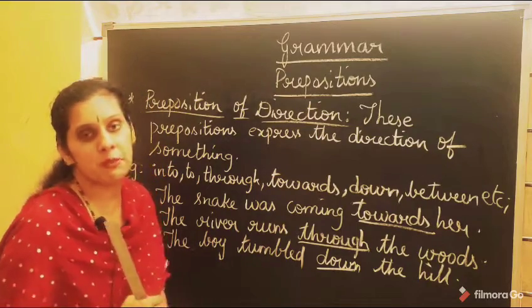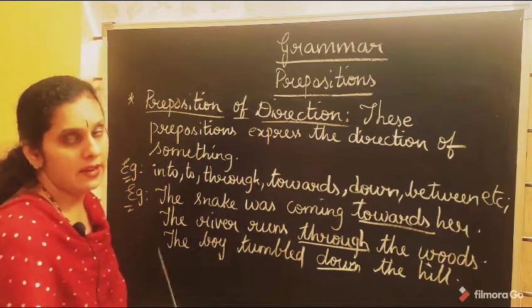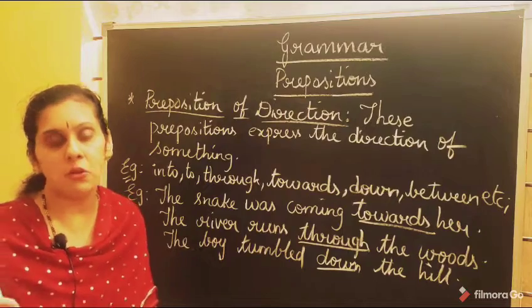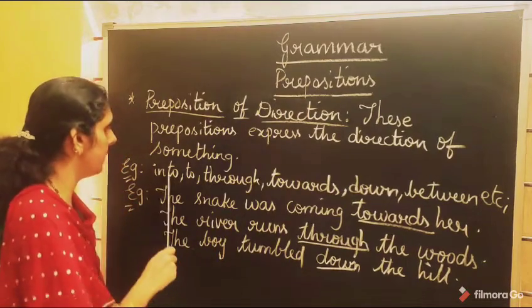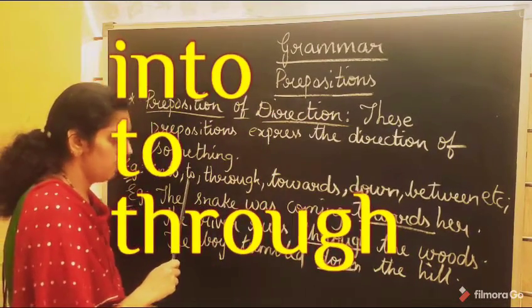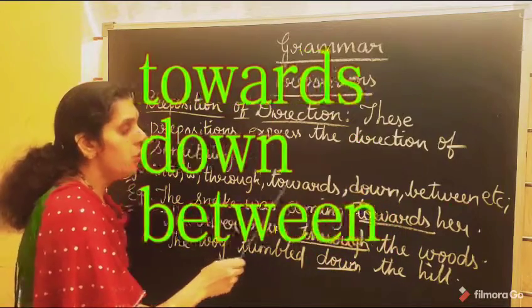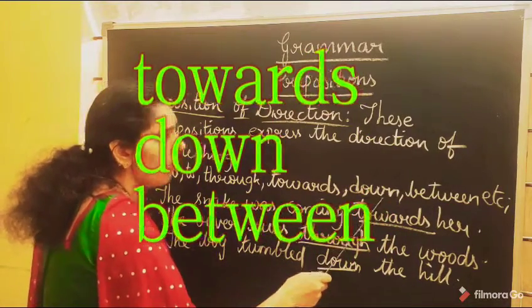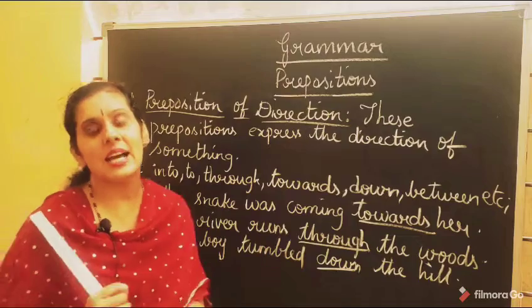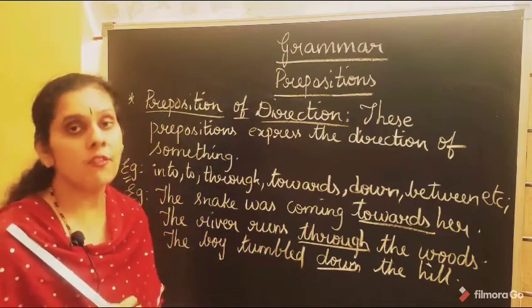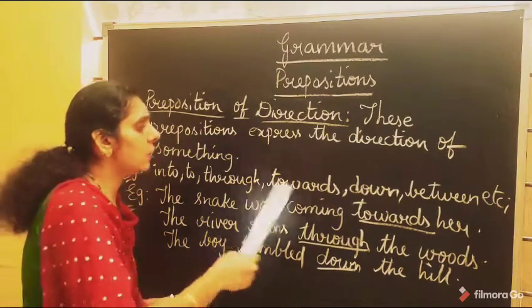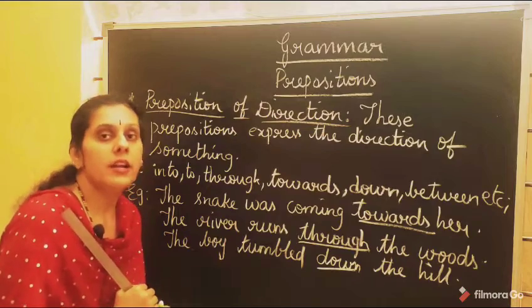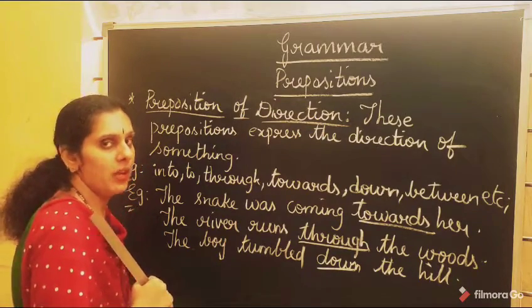Most commonly used prepositions of direction are, see here, I have given them. What are they? Into, to, through, towards, down, between. So these are commonly used prepositions of direction.